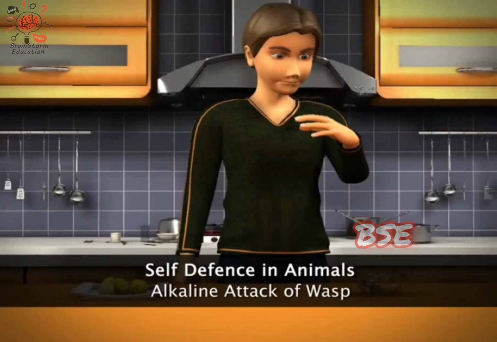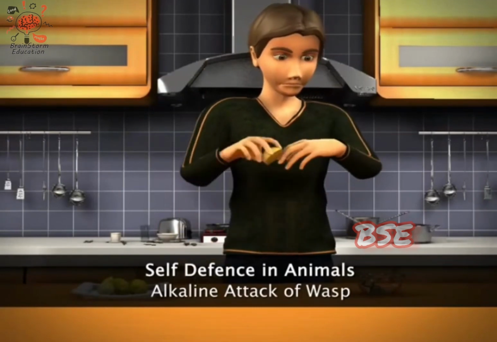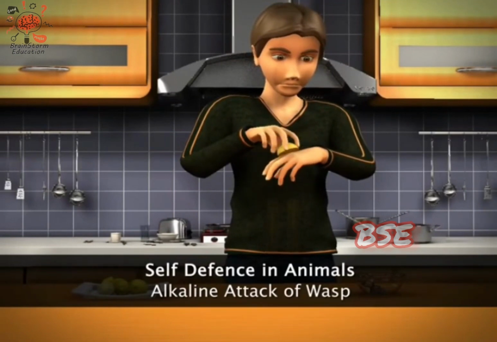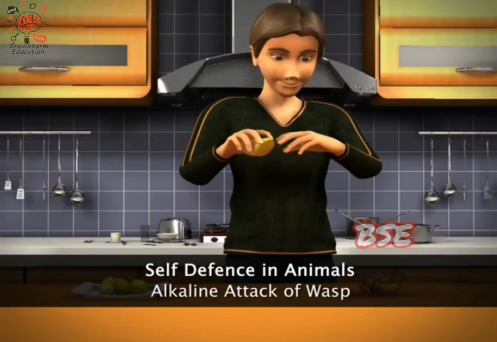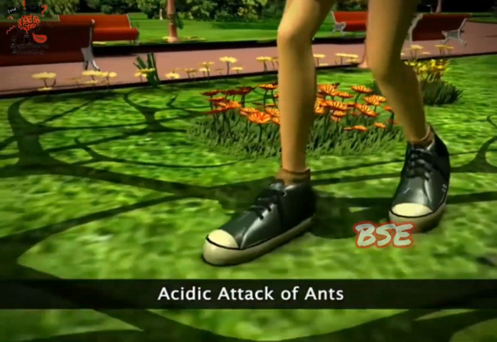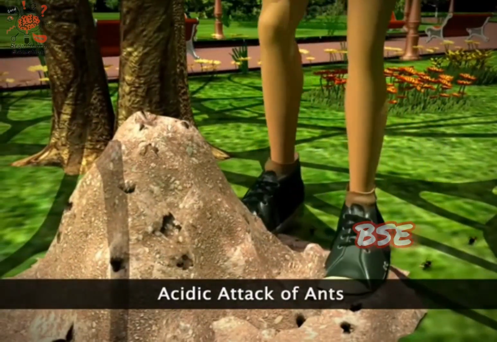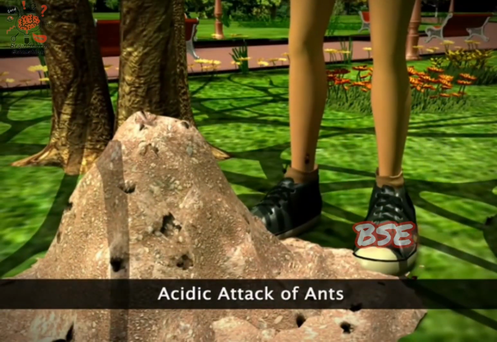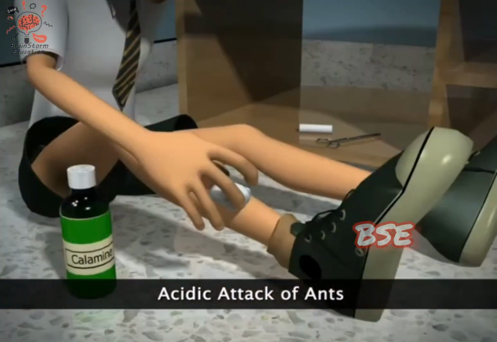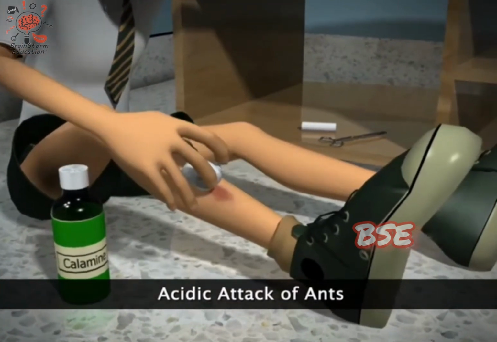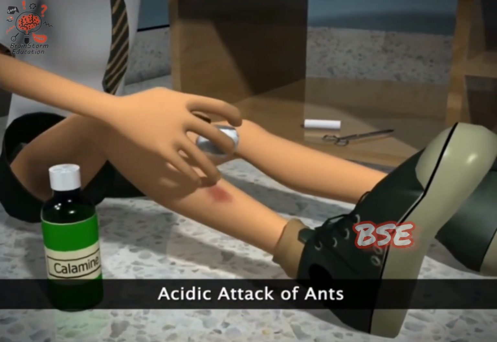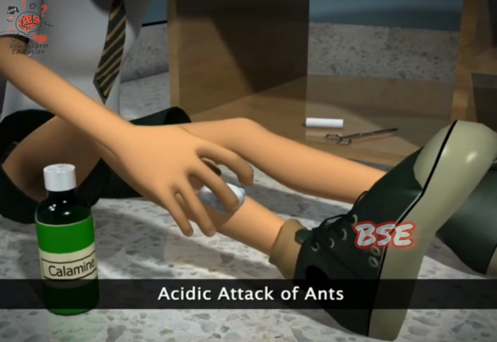Can we neutralize the basic pH by applying an acidic solution? Yes, we can apply lemon because it contains citric acid. When ants bite us, formic acid enters the skin and causes itching. We can apply calamine, a solution of zinc carbonate, to the affected region to reduce the itching.